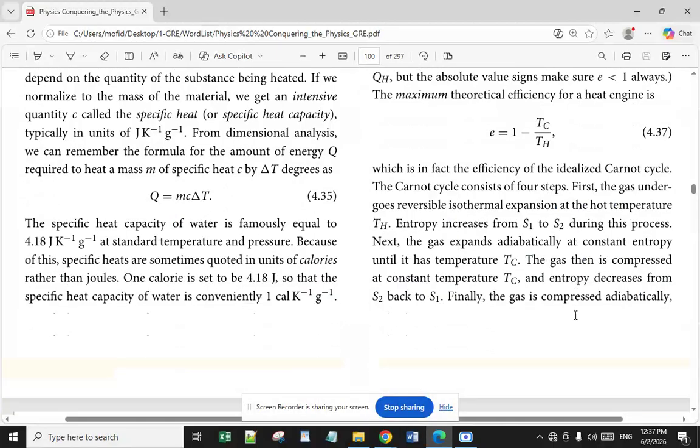The specific heat capacity of water is famously equal to 4.18 joules per kilogram per kelvin at standard temperature and pressure. Because of this, specific heats are sometimes quoted in units of calories rather than joules. One calorie is set to be 4.18 joules, so that the specific heat capacity of water is conveniently 1 calorie per kelvin per gram.